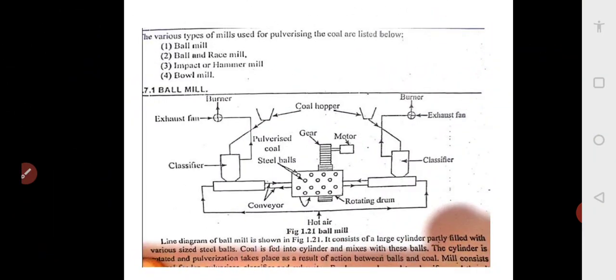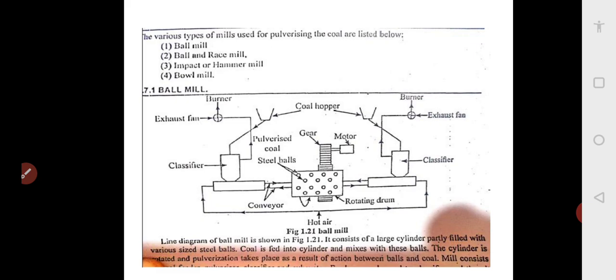Hello students, now we will continue our discussion on steam power plant, and in this discussion we shall see the pulverizing mills. As told earlier, pulverizing mills are the mills which convert lump coal, rock coal, into powder form. I think you have seen coal, and pulverizing it requires some mechanical energy, some abrasion, some hammering effect, and there are four types of mills which are used for pulverizing the coal.